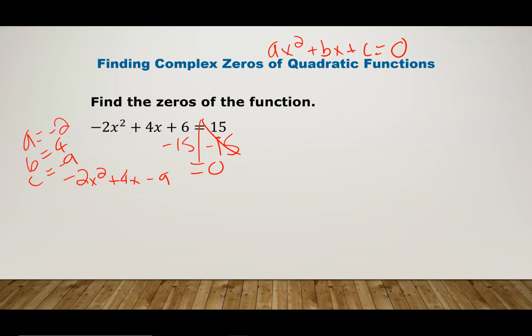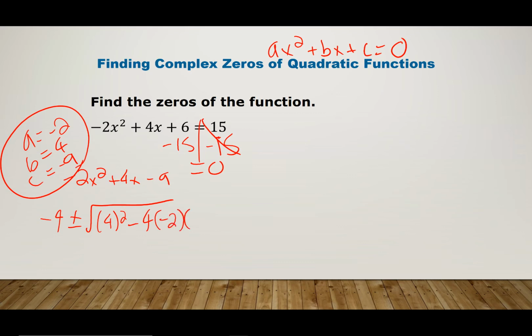So make sure we did that correctly. And now we can actually use our quadratic formula with those. So negative b is going to become negative 4 plus minus the square root of b squared, so 4 squared minus 4 times a, a is negative 2, times c, which is negative 9, all divided by 2 times a. And that's going to be 2 times negative 2. So there I go, I just plugged in everything.